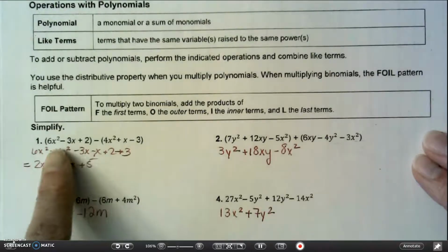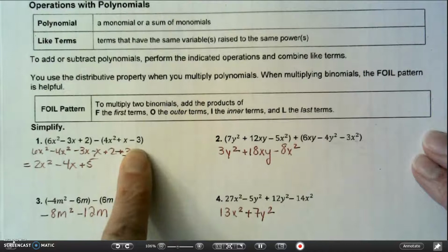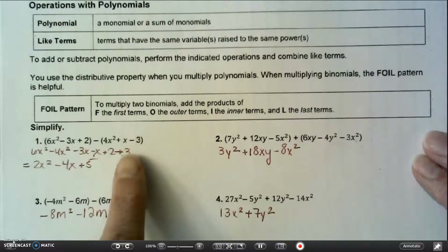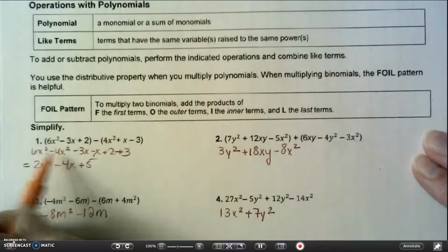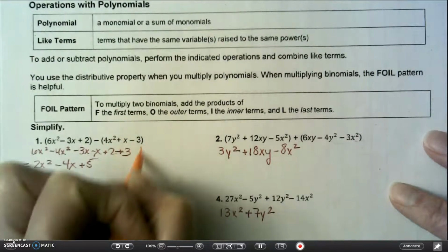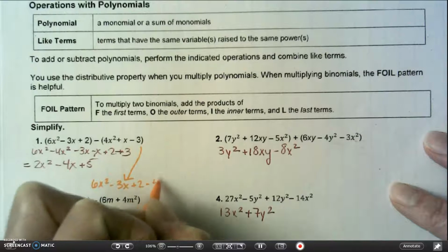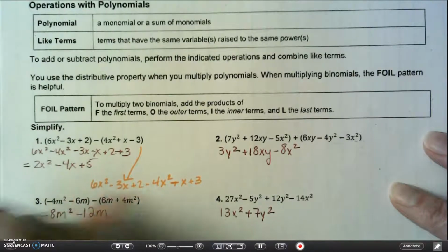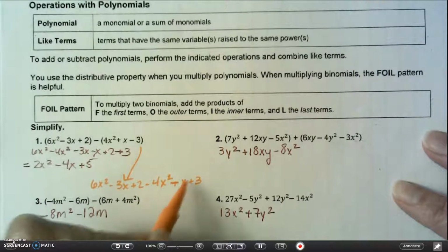So number 1, you have the first set of terms, 6x squared minus 3x plus 2 minus the whole quantity, 4x squared plus x minus 3. Notice there's a minus, so we need to distribute that everywhere we go. Now you can rewrite it if you want, grouping like terms together, or you can rewrite the original problem, 6x squared minus 3x plus 2, flip the signs on everything, and then combine your like terms. So 6x squared minus 3x plus 2 minus 4x squared minus x plus 3.